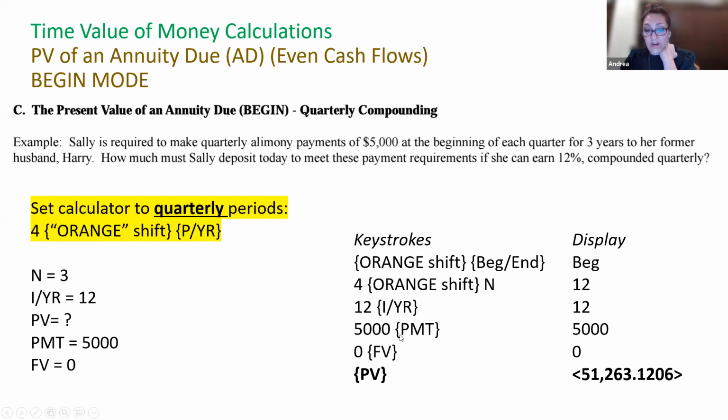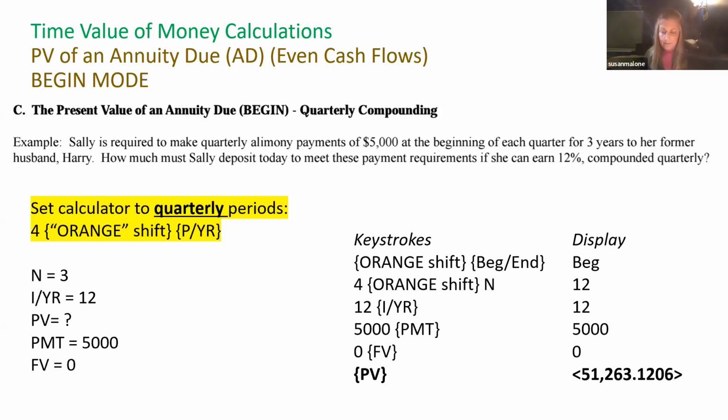In this case, $5,000 is the payment, and I have it in as a positive, and I'm solving for present value, and the display is going to be 51,263. So again, on a test, the end mode answer will be there too as an option. I know I keep repeating myself, but I think it bears repeating.